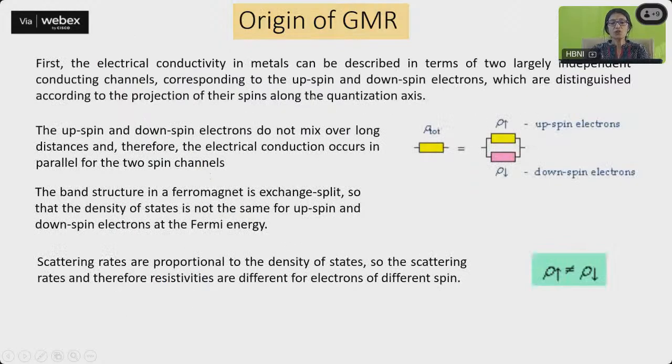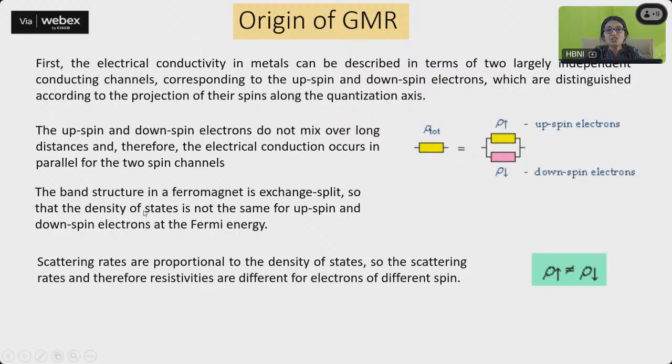So what is the origin of the GMR? This is basically the electrical conductivity in metals. This is described in terms of two largely independent conducting channels, corresponding to the upspin and the downspin electrons, which are distinguished according to the projection of their spins along the quantization axis. The upspin and downspin electrons do not mix over long distances, and therefore the electrical conduction occurs in parallel for two spin channels.